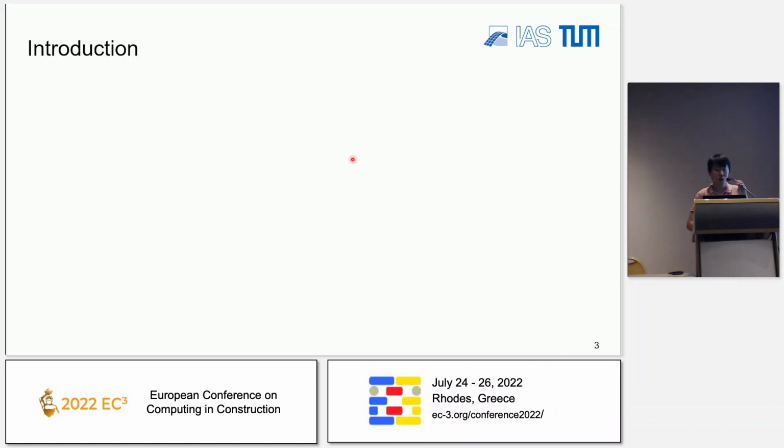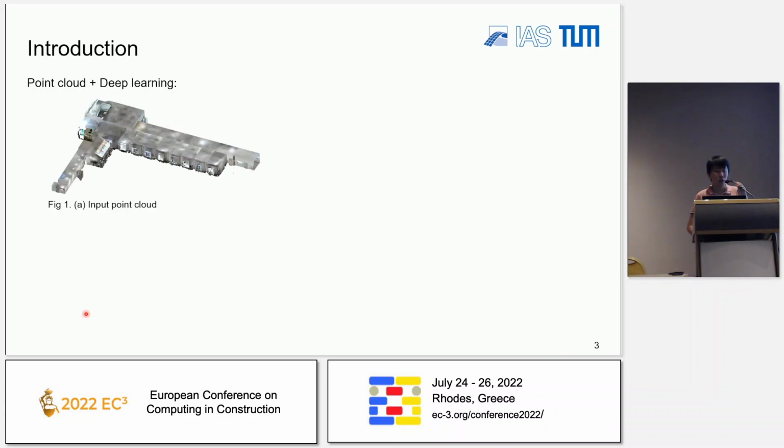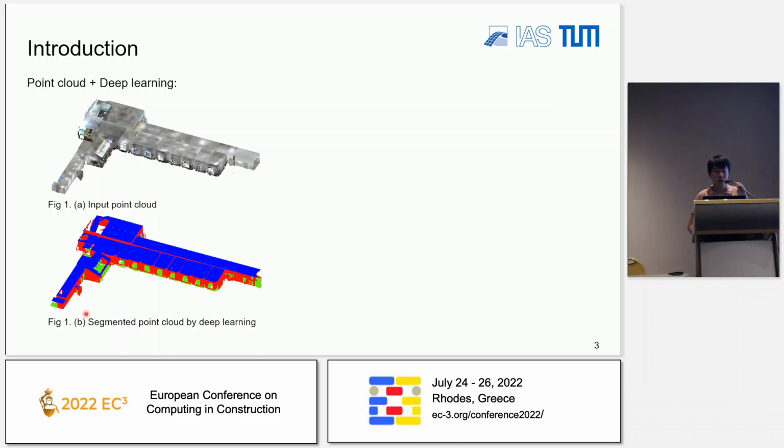In the normal point cloud reconstruction process, we can reconstruct the structural elements quite well, for example wall, ceiling, and floor. Especially when we add deep learning technologies, the whole process can be further enhanced. For example, here is the input point cloud we captured at our chair at the Technical University of Munich, and here is the color-coded segmentation result provided by deep learning. The different colors represent different classes.